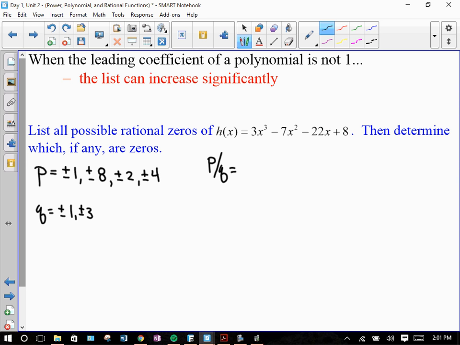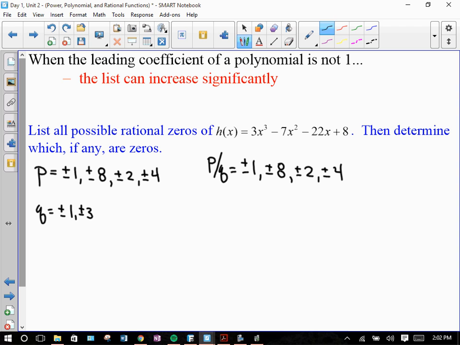So plus or minus 1 divided by plus or minus 1 is plus or minus 1. What else? Minus 8, how do you get that? Plus or minus 1 divided by plus or minus 8? That'd be 1/8. Other way around, so 8 divided by 1. What else? 2 and 4. Alright, we're done, right?